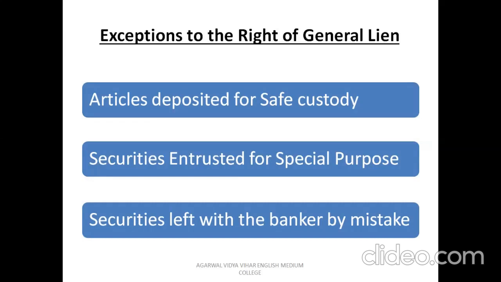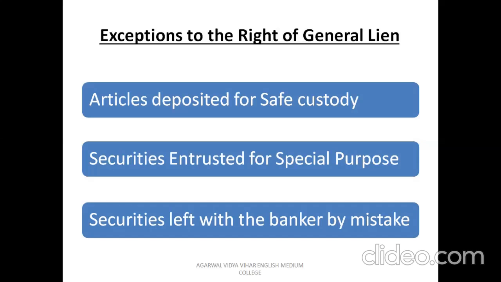The first exception is articles deposited for safe custody. Here, the banker's general lien does not apply to the securities or the articles which are deposited with the banker for safe custody. The reason is that at the time when the banker receives the securities or valuables for safe custody, the banker is supposed to act like a bailee, and the banker is not in the capacity to take possession of that property to exercise the right of general lien.